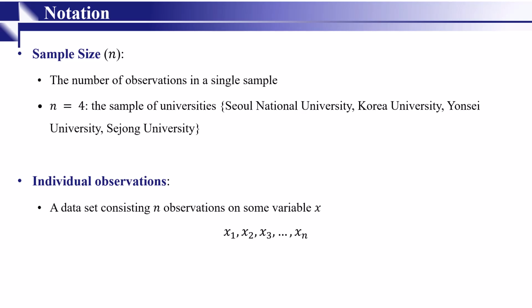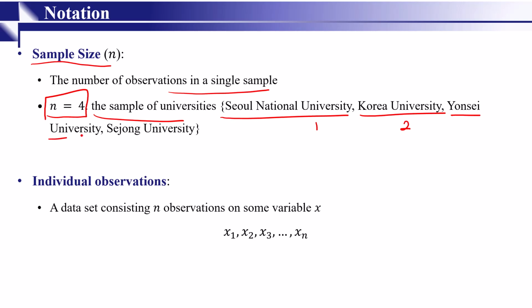Now, let's look at the notations that we use for statistics. Some general notations will make it easier to apply our methods and formulas to a wide variety of practical problems. The number of observations in a single sample, which we call the sample size or n, is simply the number of observations in one sample that we have. For example, when we say n is equal to 4, this is a sample of universities: Seoul National University 1, Korea University 2, Yonsei University 3, and Sejong University 4.